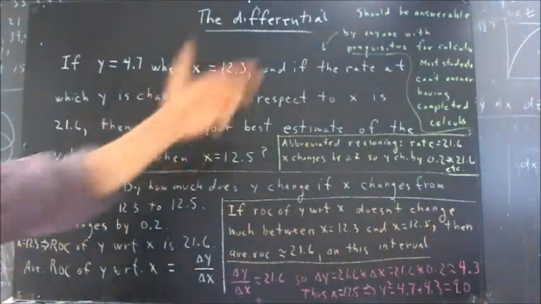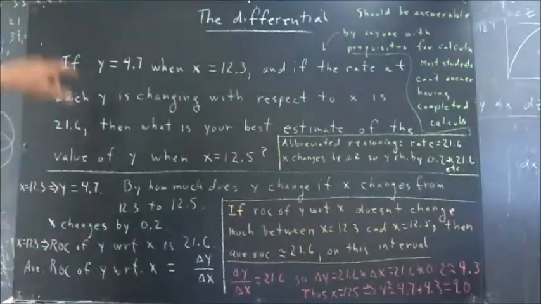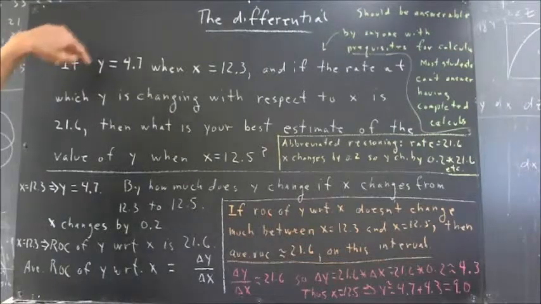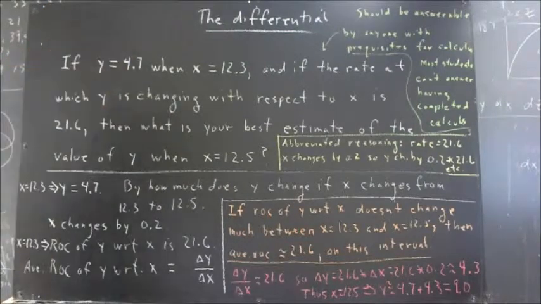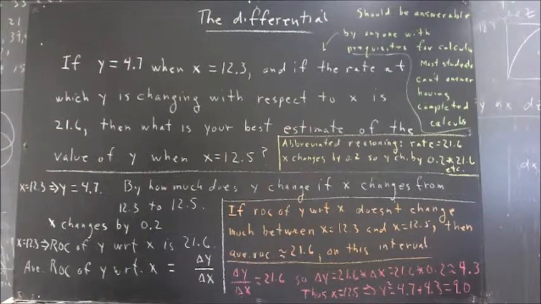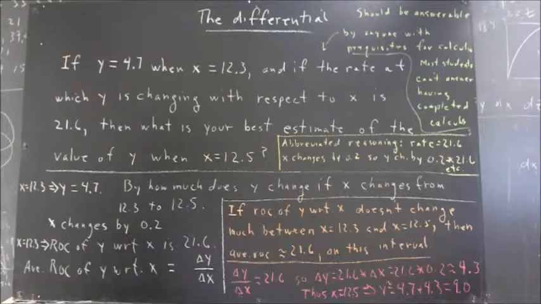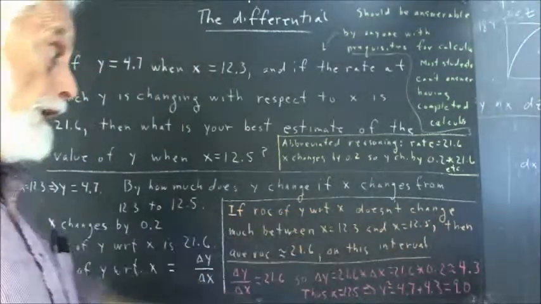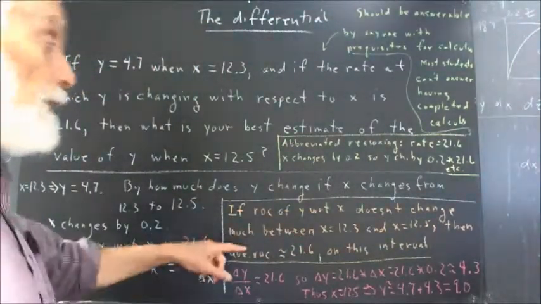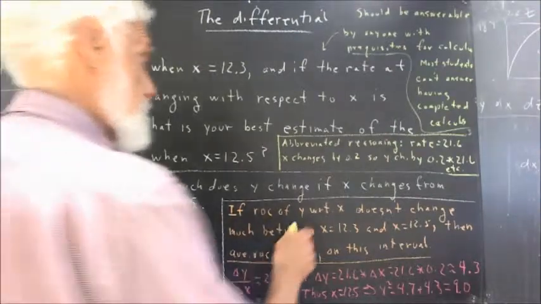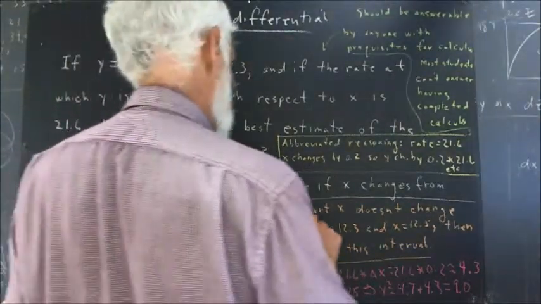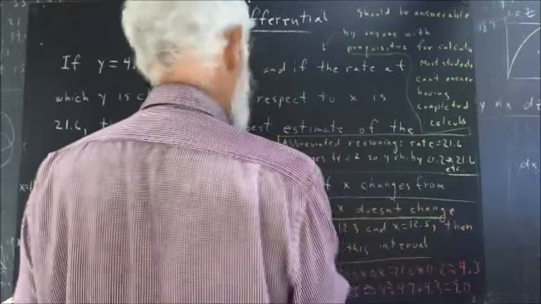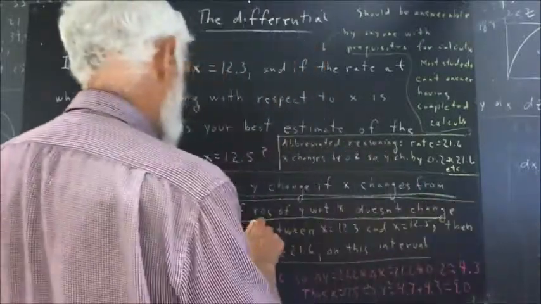So if you calculate this, you're going to get 4.3, and then you're going to add that. If y changes by 4.3, then it starts at 4.7. You're going to add the two together to get the new value of y, the new approximate value of y. Now, remember one important thing. This is dependent on the idea that the rate of change of y with respect to x doesn't change much.